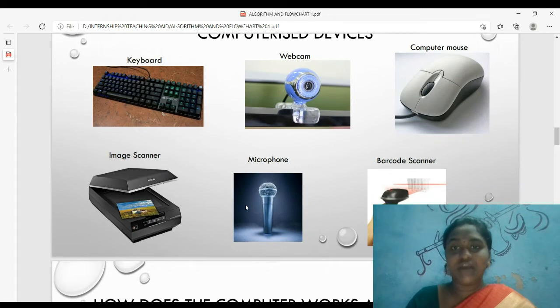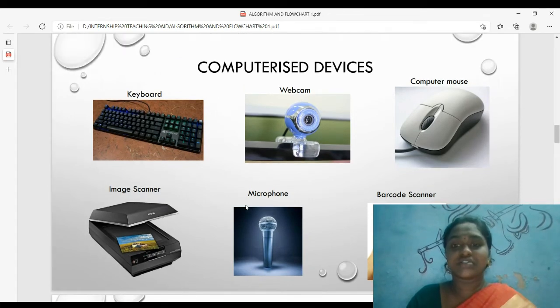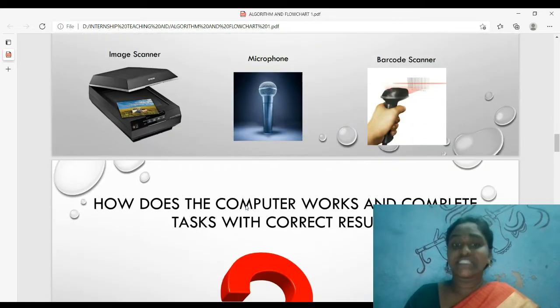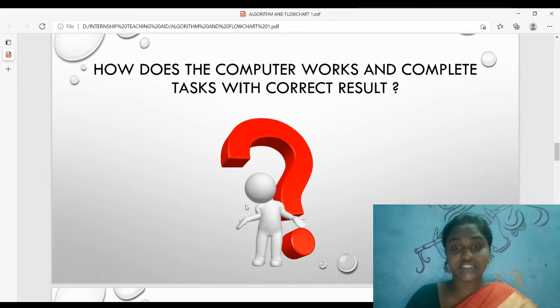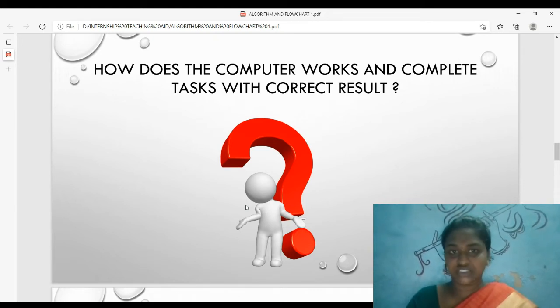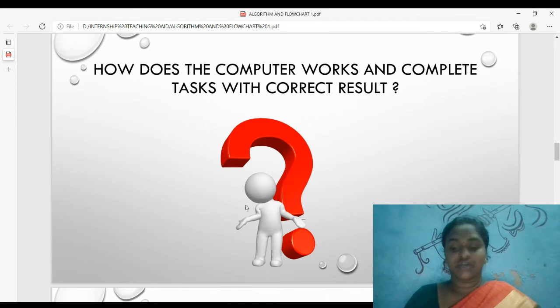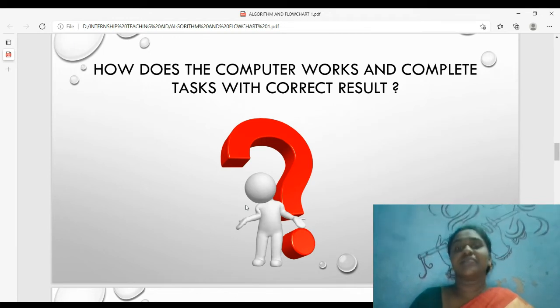Can you understand what I was comparing with? These computerized devices, which you use to input information, help to complete a process by following certain rules. We can see more information about this. Let me ask a question: how does the computer work and complete tasks with correct results? How does it work? Okay, I'll tell you the answer in the next step.